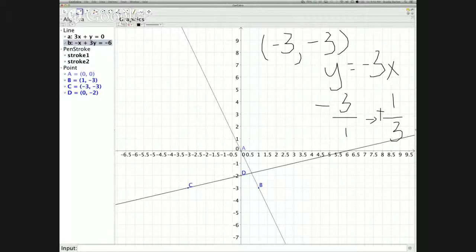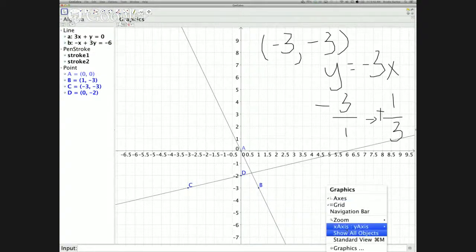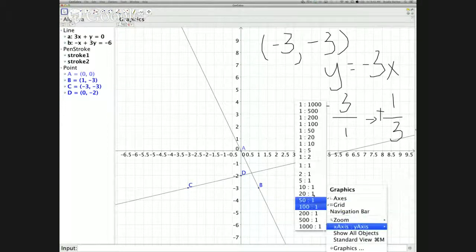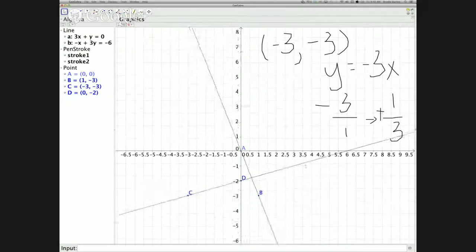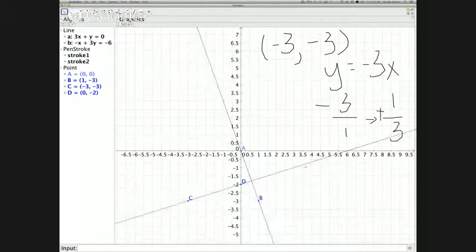Just doesn't look perpendicular, does it? Well, you know, it may not, because let me try one thing. The scale being off may. Let me change it to a 1-to-1 ratio. Yeah, that looks perpendicular. Sorry, it's just because the scales were off.